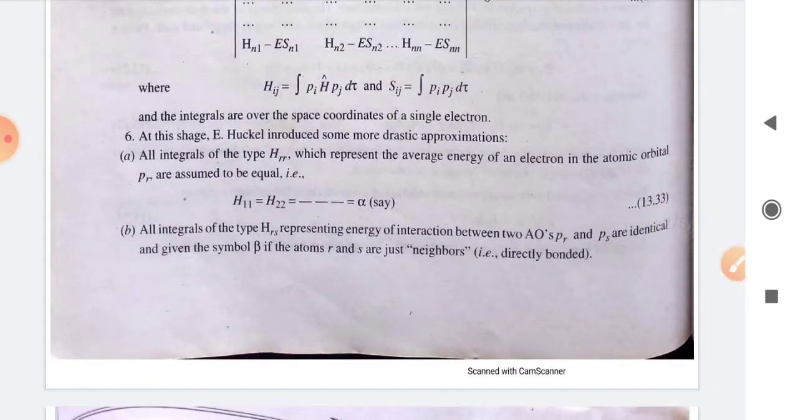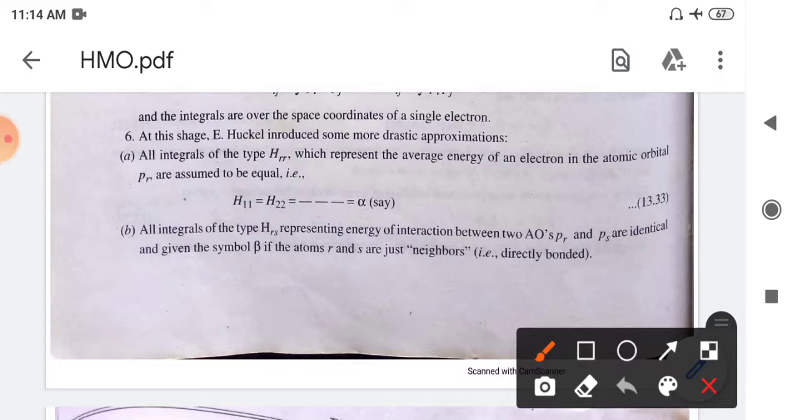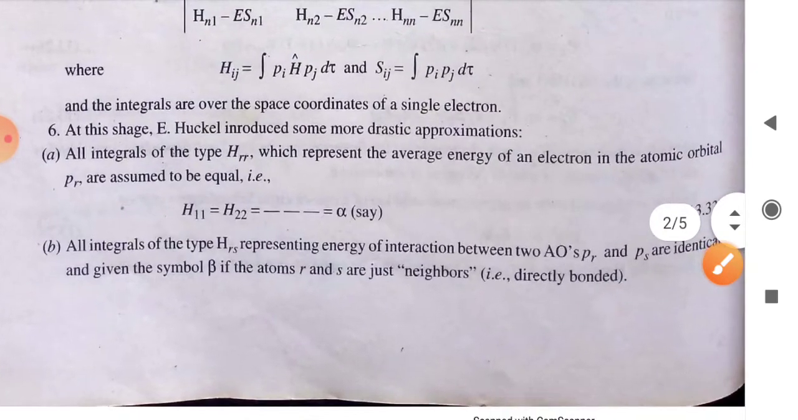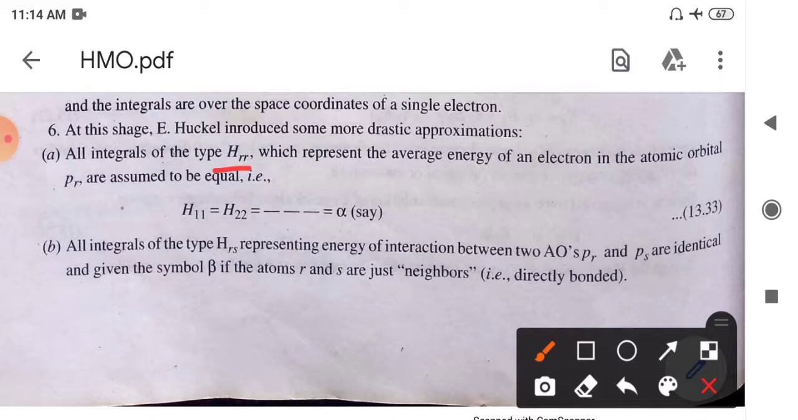So at this stage we have introduced some drastic assumptions, so certain approximations have been involved. So what are those assumptions or approximations? All the integrals of the type HRR, which represent the average energy of an electron in an atomic orbital PR, are assumed to have an equal value, and this value is assumed to be alpha. So we have assumed that this HRR or HSS, anything might be the case.